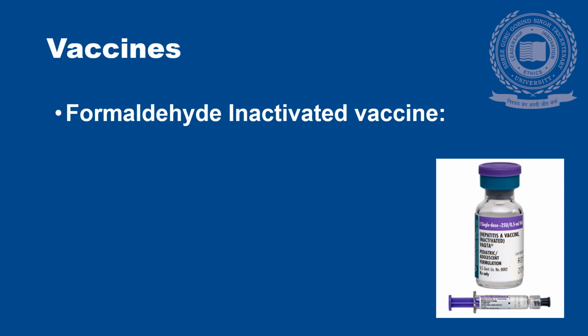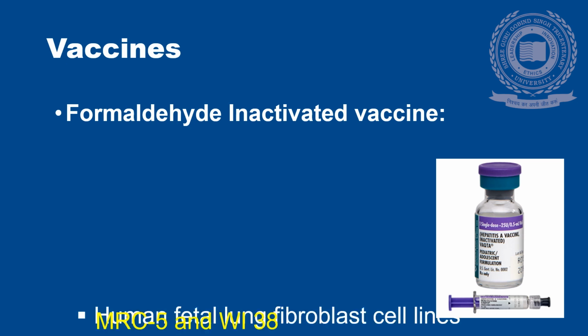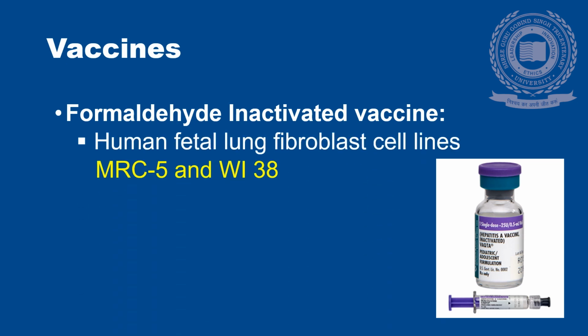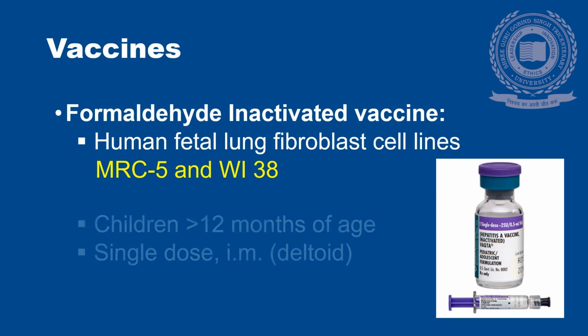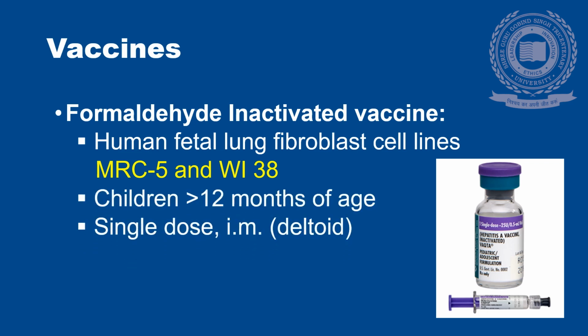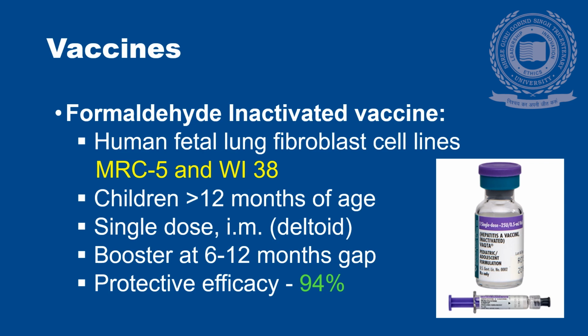One is formaldehyde inactivated vaccines, which is grown in human fetal lung fibroblast cell lines MRC5 and WI38. It is given to children more than 12 months of age, single intramuscular dose in deltoid region. The booster is given after a gap of 6 to 12 months. It has a protective efficacy of 94%.